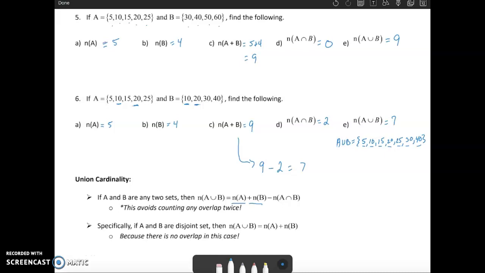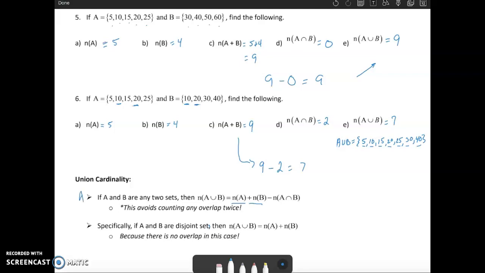So that leads us to the specific case: if A and B happen to be disjoint sets, then the number of elements in their union is just the number of elements of each added together, because there is no overlap to subtract. If we would have done the original formula up here, we would have done the 5 plus 4, which was the 9. We would have subtracted 0 from it, and that's how we would have got to this other 9, because there is no overlap.